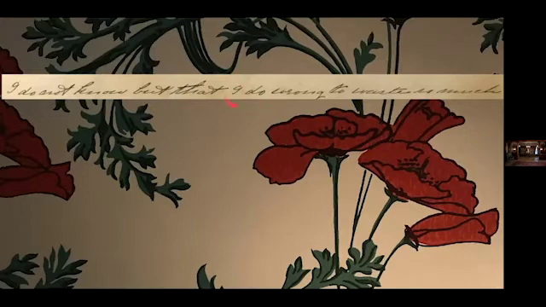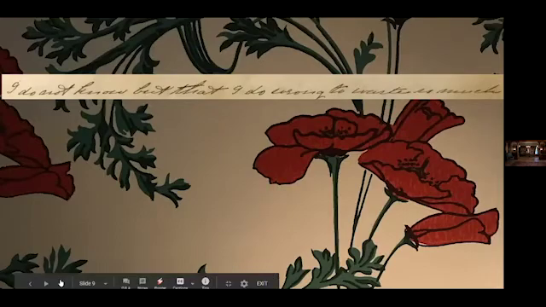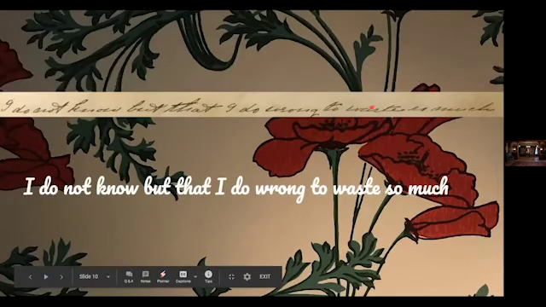Now we have another one that looks like a weird word. Now let's look at the rest of this. We have, I do not know, but that I do wrong to waste so much. That's exactly right. So let's look at the change here. So that's what she wrote. I do not know, but that I do wrong to waste so much.